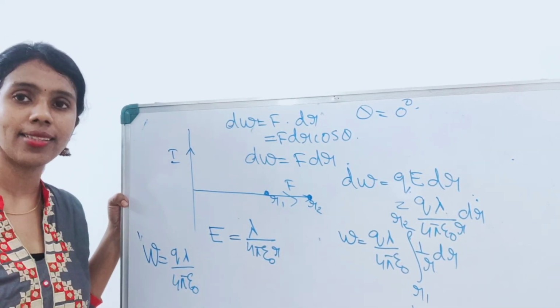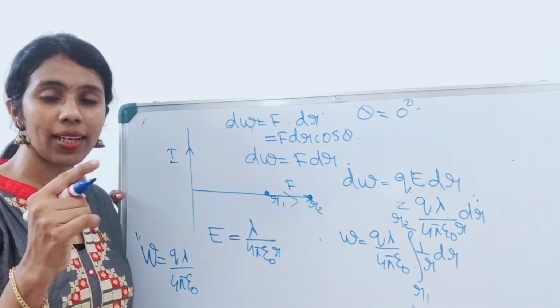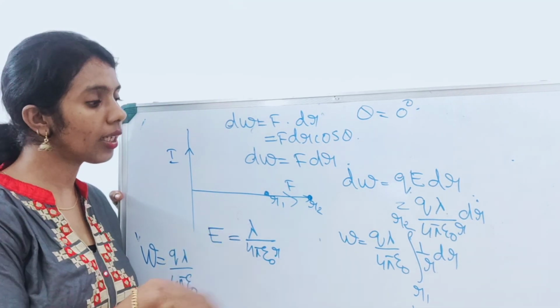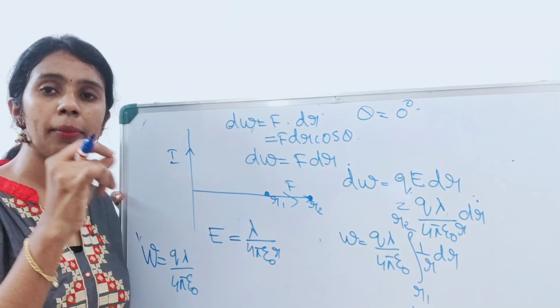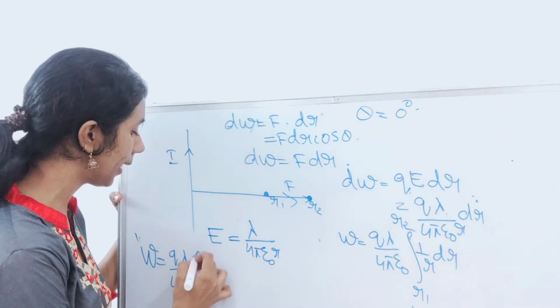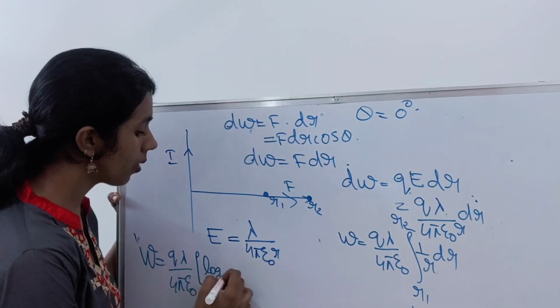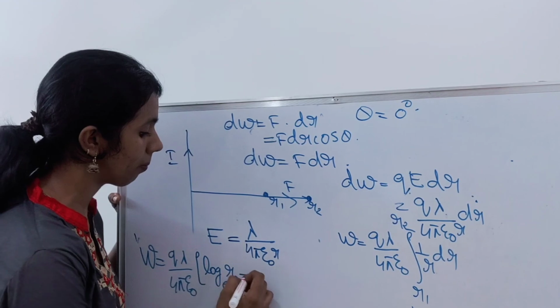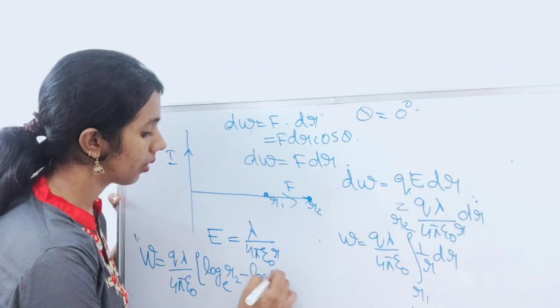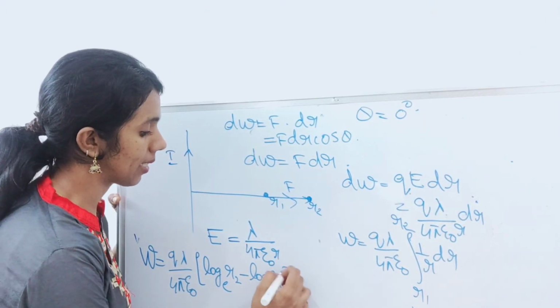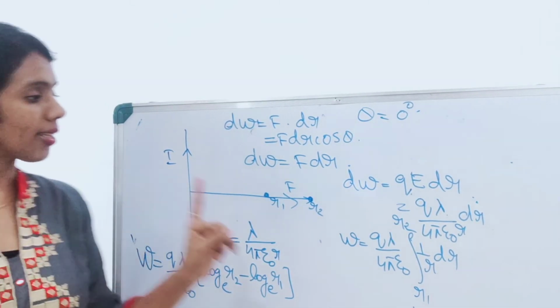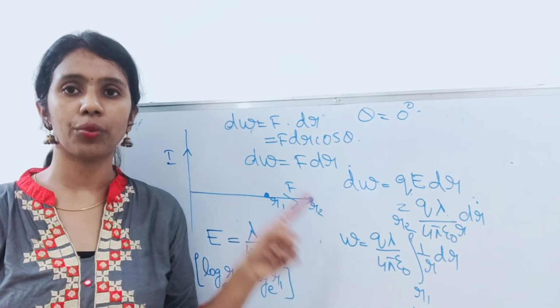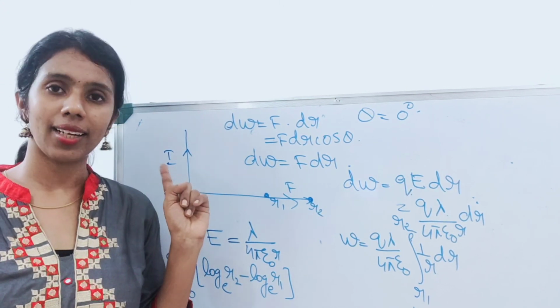The integral of 1 by r is log r. Applying the limits, upper limit minus lower limit, we will get the answer as log r2 to base e minus log r1 to base e. So this is the expression for work done in moving a charge from r1 to r2 near a straight charged conductor.